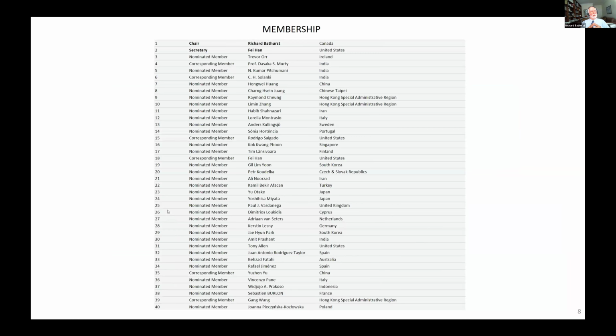Membership: we have 40 members, and they're divided into members nominated by their national societies and also corresponding members. So I'm the chair, and I am assisted by Fei Han in the United States as the secretary of this committee.